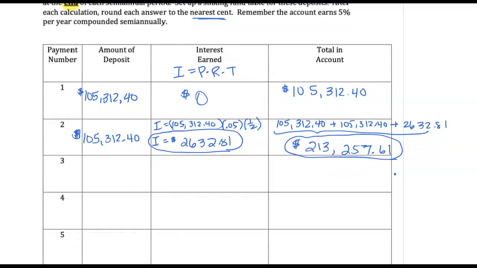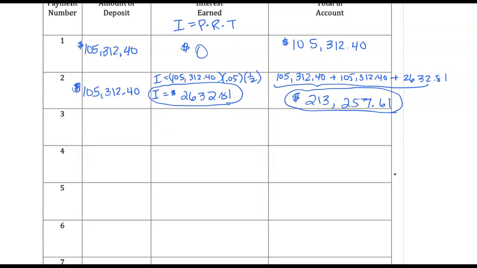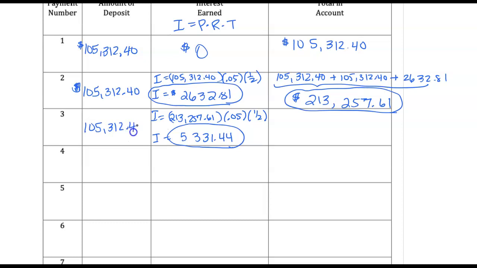And we're going to keep repeating this process for several rows. For row 3, to find our interest, we're going to take that previous balance of $213,257.61 times the rate of 5% times the time, which is half of a year. And we get an interest amount of $5,331.44. Notice that as the balance went up, the interest went up. Our deposit remains the same.